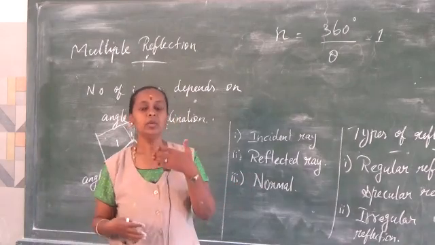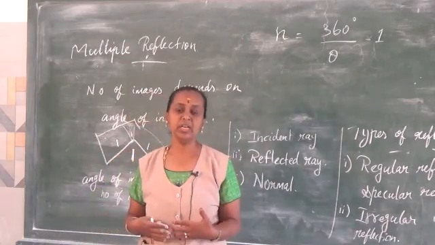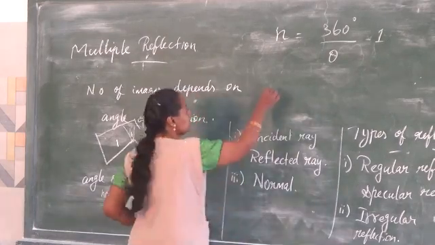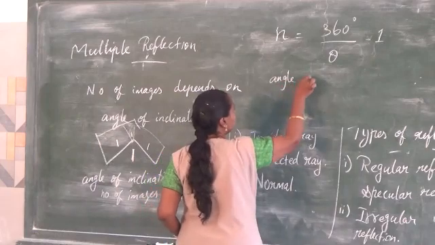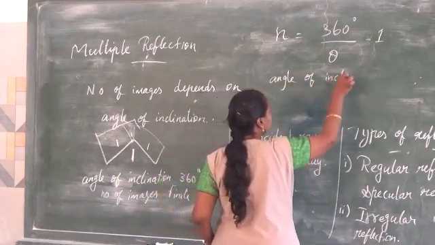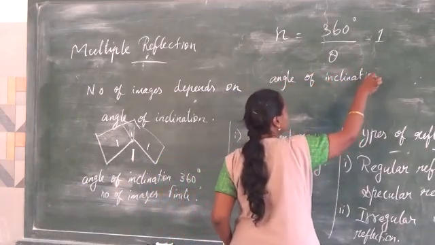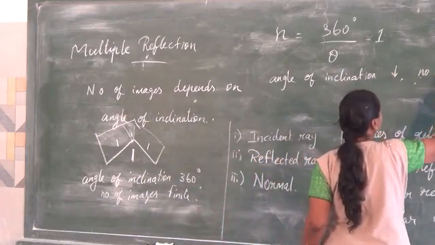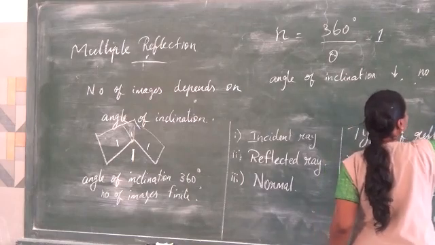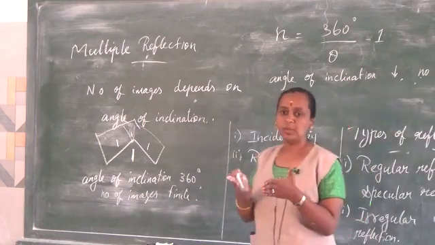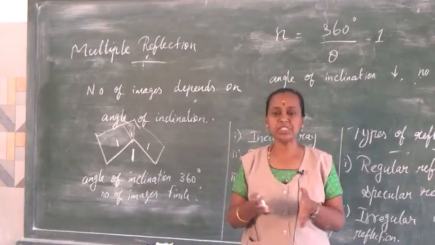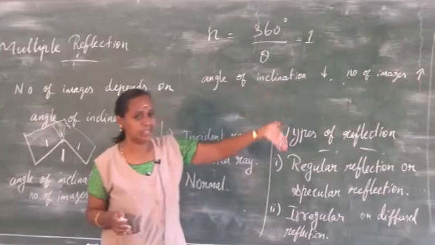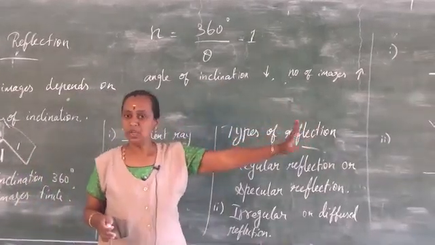When two mirrors are placed parallel to each other, the number of images formed is infinite. So as the angle of inclination decreases, the number of images will increase. When the mirrors keep coming closer, you can see so many images will be formed. That is the meaning of this: as the angle of inclination decreases, the number of images formed will be more.